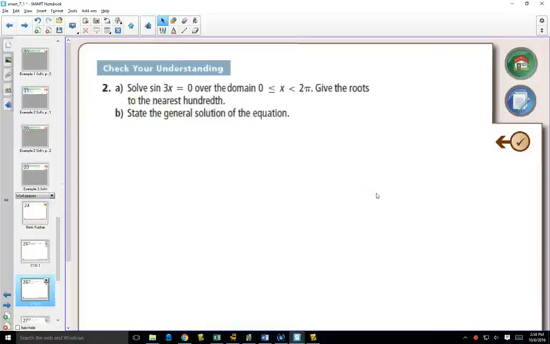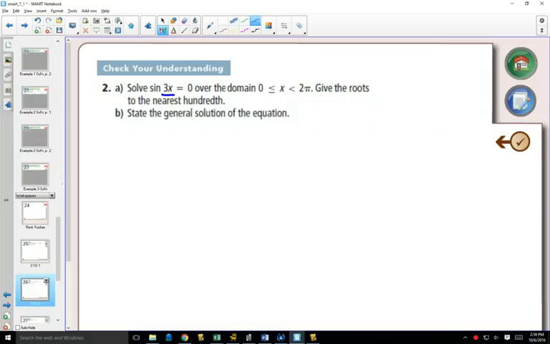This question has another big idea, and the main difference that we notice is now inside our function that we're trying to solve, there's a number. There's a 3 inside of our function. So that's like a horizontal compression. How is that going to affect our solving of a question?